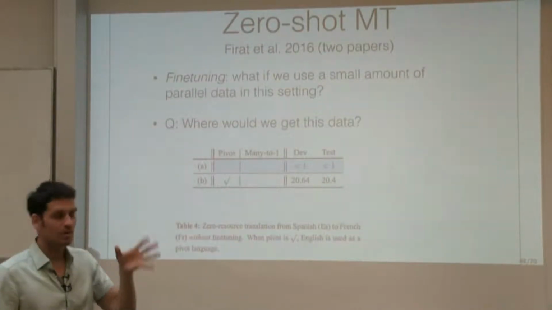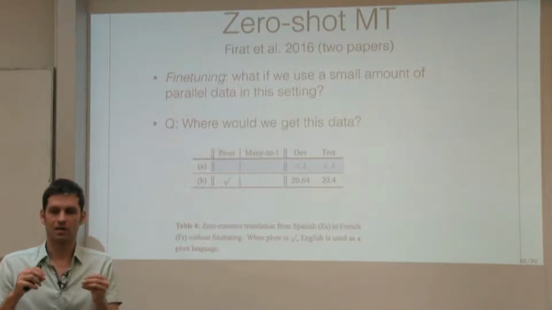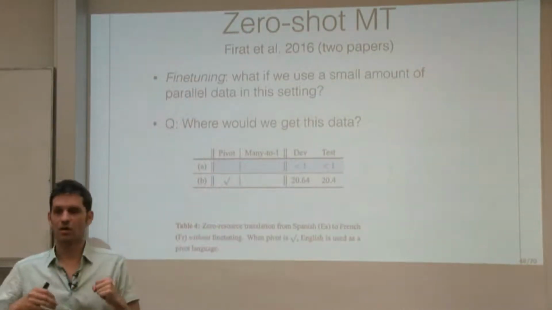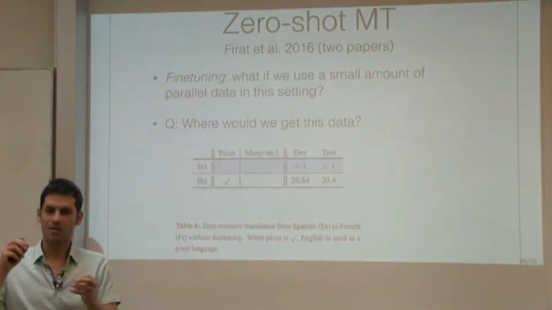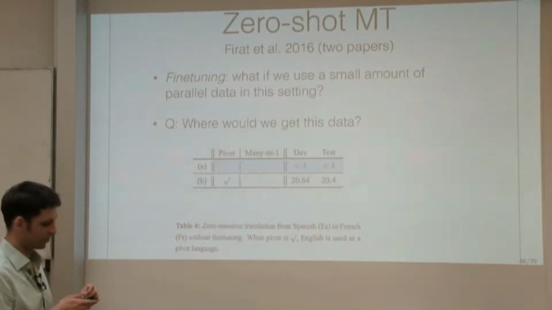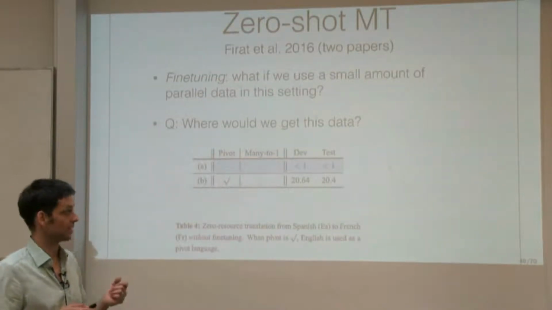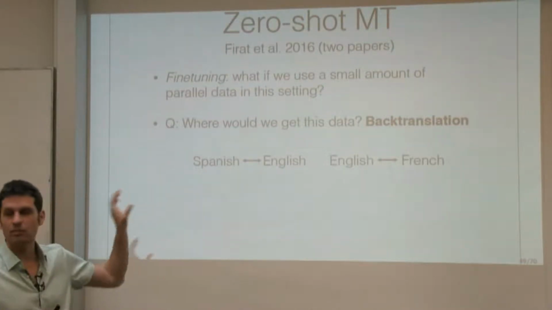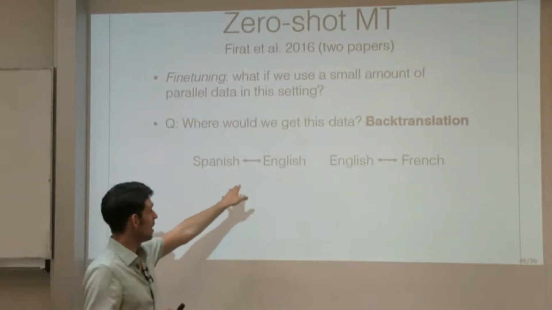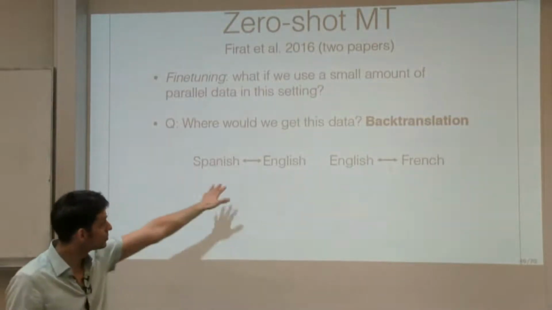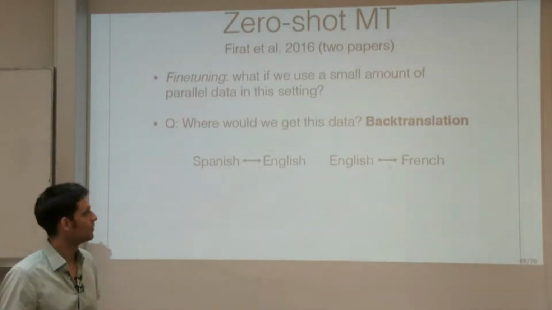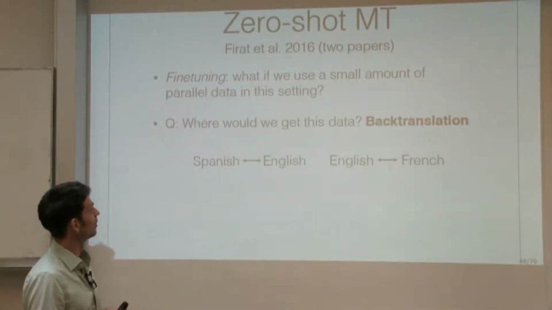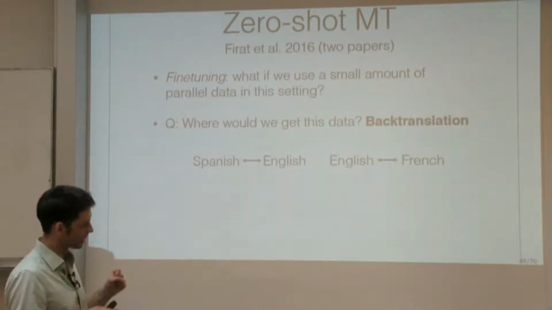But would it be possible to train the missing part, to add the few missing links in the network by fine-tuning on a small amount of parallel data between Spanish and French? So now the question is, where do we get this data? We could get this data with back translation. We have the original parallel corpora, Spanish-English and English-French, and we have used these to train the paths in the multi-way, multi-source, multi-target system.